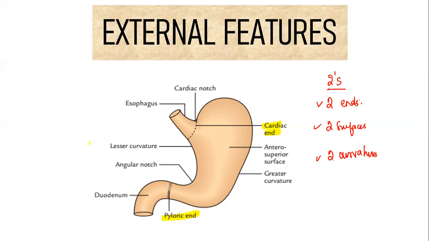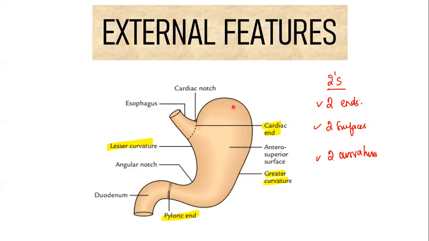Then what are the 2 curvatures? You have got a lesser curvature and a greater curvature. On the lateral aspect, you have got a short concave border. Can you make out this entire thing? Let me use a pointer. This short lateral border, which is concave in shape, is your lesser curvature. Whereas the long convex curvature that you have is your greater curvature. So I have got 2 curvatures, 2 ends. This is my cardiac end and this is my pyloric end.